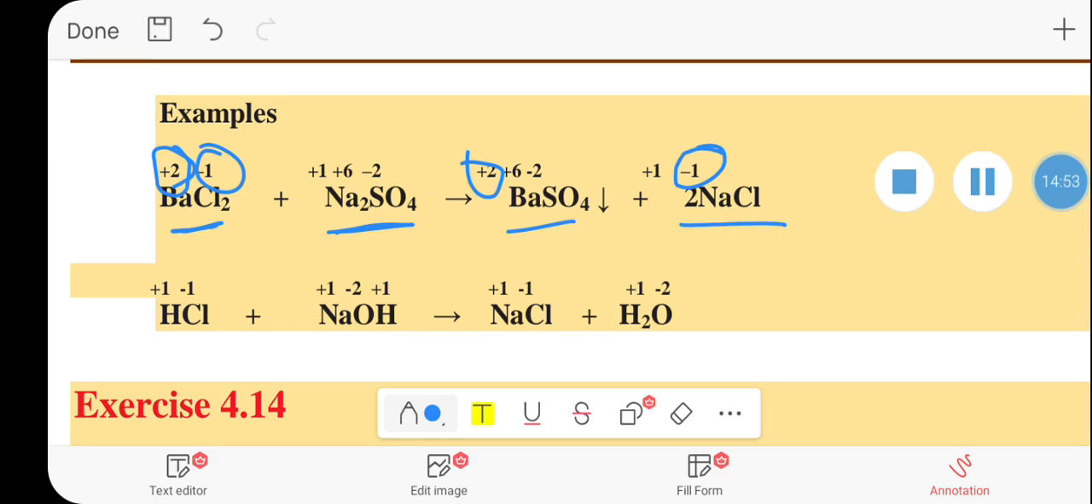Sodium in the reactant side is +1, +1 in the product side. Sulfur is +6 in the reactant side and sulfur is +6 in the product side. Oxygen is -2 in the reactant side, oxygen is -2 in the product side. There is no change in oxidation number.